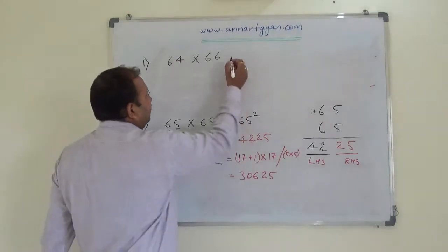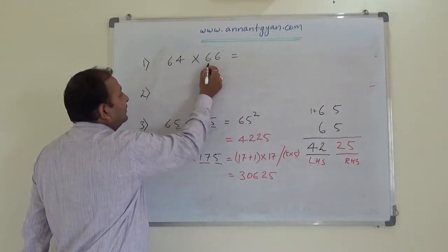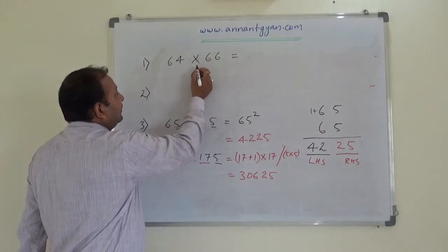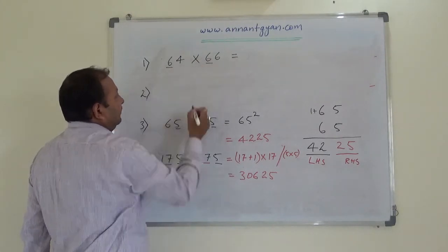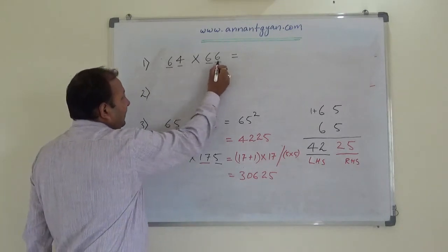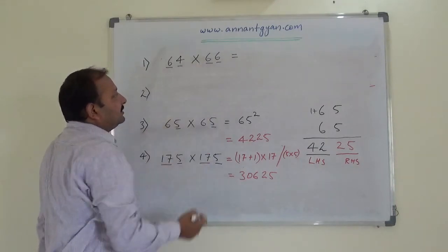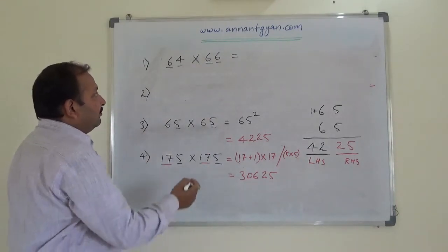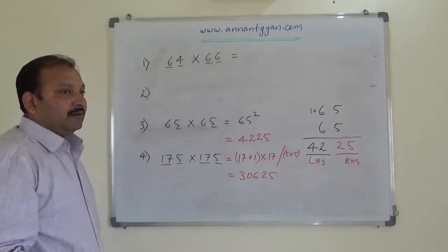This is the second case. Here the tens place numbers are the same, 6 and here also 6. But the unit place numbers have different values. The first number is 4 and the second number is 6. But this 4 plus this 6 becomes 10.